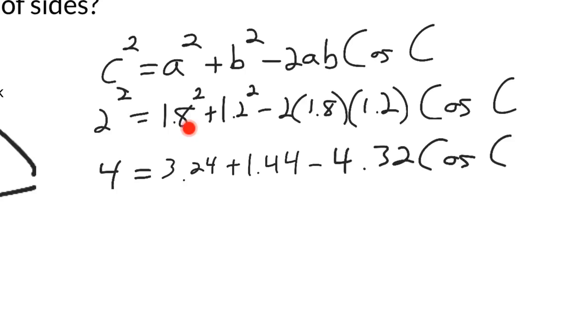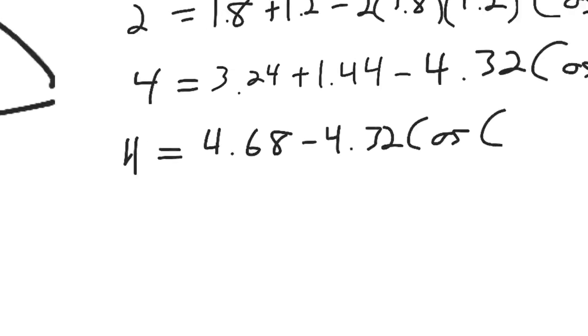So I went through and simplified 1.8 squared, 1.2 squared, and 2 times 1.8 times 1.2. But make sure you don't fall for the temptation of subtracting 4.32 from these, because order of operations says we need to do multiplication first. We can't multiply until we know what cosine c is. So all we can do is add these up.